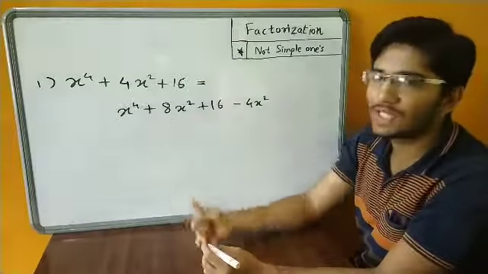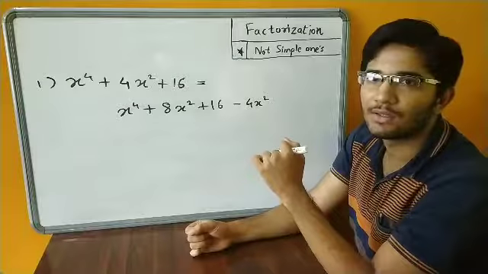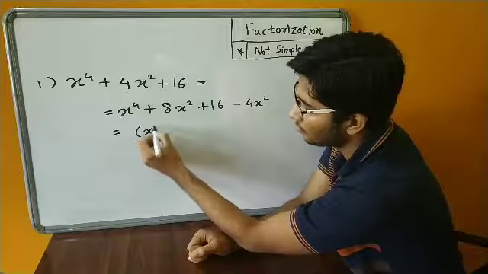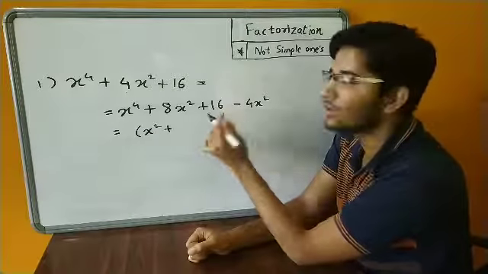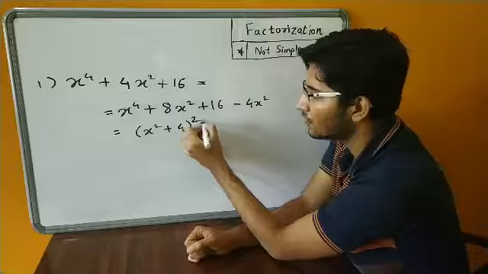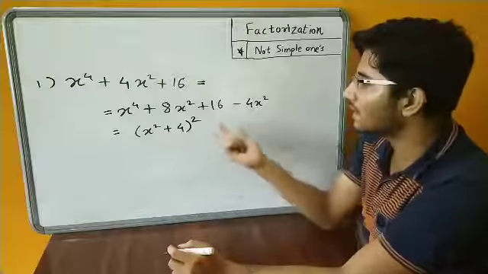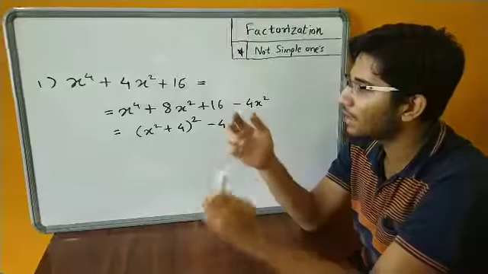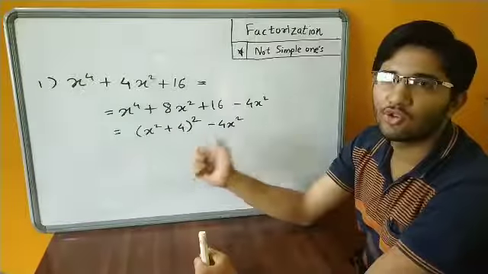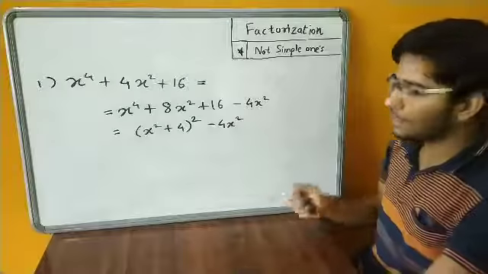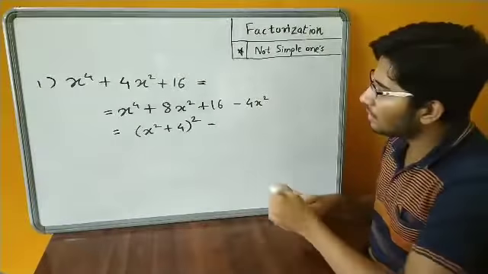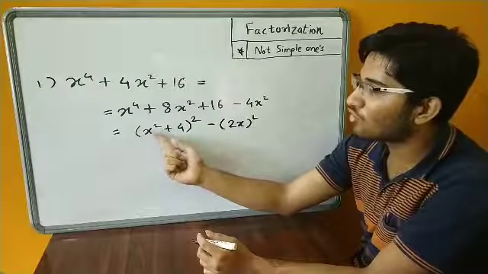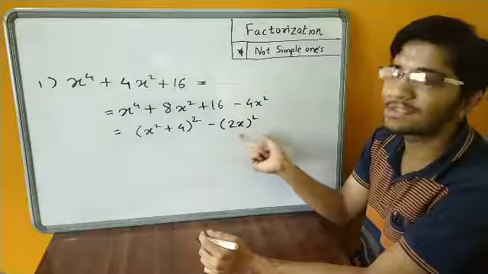Now this first part is in the form of (a + b)². So we can write x⁴ is the square of x² and 16 is the square of 4. So it is the square of (x² + 4), and then the remaining negative 4x². But the answer is not complete, because we need to write this equation in the form of factors. So again observe the second part, it is 4x². Instead of 4x², we can write the square of 2x, right? So it will be (x² + 4)² − (2x)².